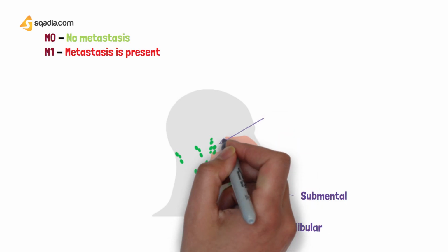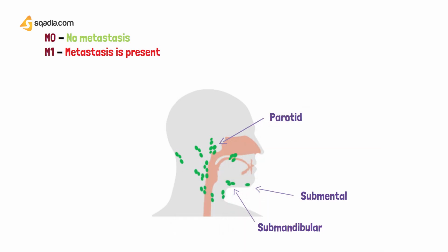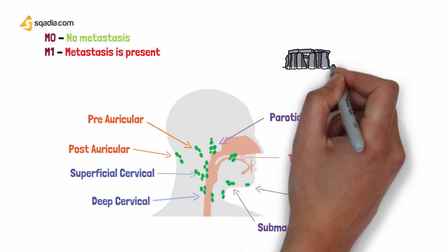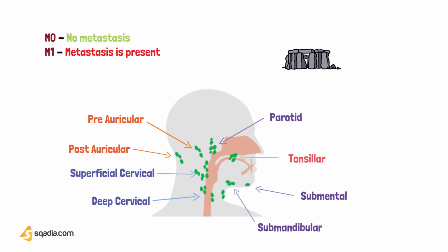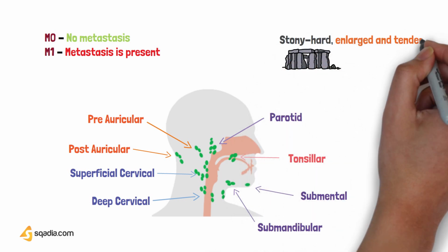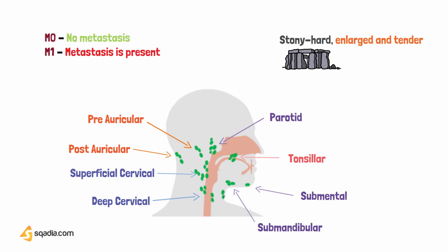And above it, just next to the parotid gland, we have the parotid lymph nodes. The tonsillar lymph nodes are also present, postauricular and preauricular, superficial cervical, and the deep cervical. These are the lymph nodes that the squamous cell carcinoma may spread to. Now, if the lymph nodes are involved, they usually turn stony hard and they become bigger in size, and sometimes they may even be painful.